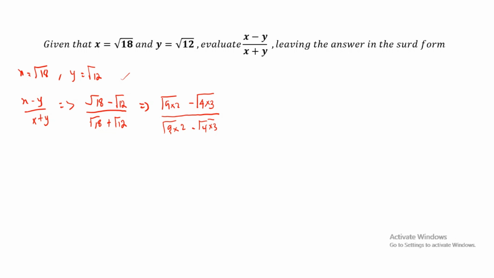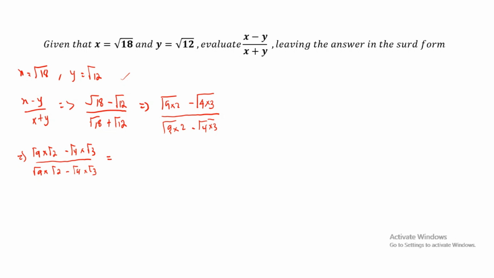Let's continue. Then when you simplify that, we need to simplify this one further. So this will now imply that you have square root of 9 times square root of 2 minus square root of 4 times square root of 3. Sometimes these things are not necessary, but for the sake of exams, you need to write everything. Square root of 4 times square root of 3.